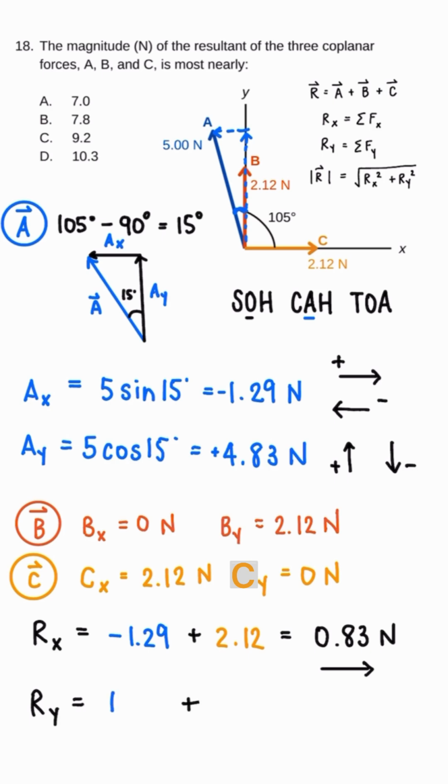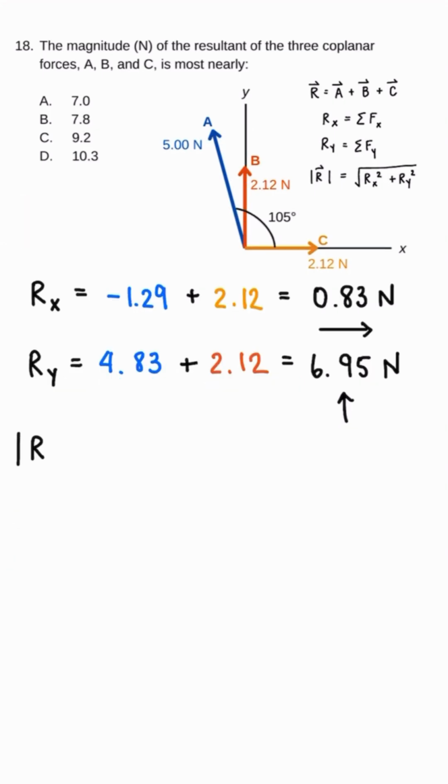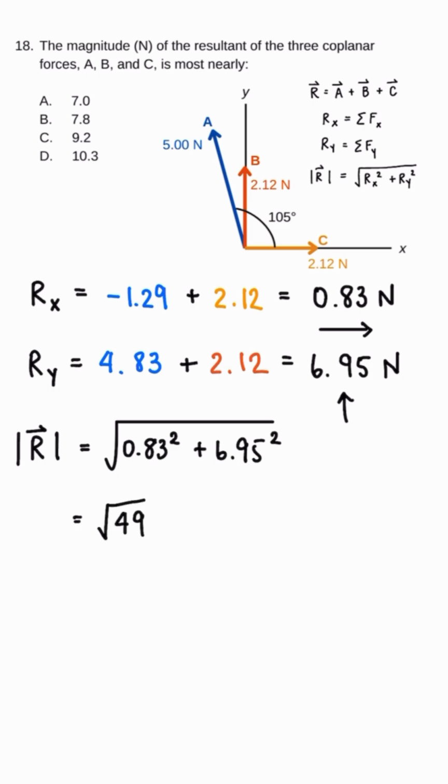And for the resultant y component, we're going to add 4.83 newtons to 2.12 newtons, and we're going to get 6.95 newtons. Both of these are positive values, so the resultant force should be going up and to the right of the origin. So once you've found the x and y components of the resultant force, we're going to use the Pythagorean theorem to find the magnitude. So we're going to take the square root of 0.83 squared plus 6.95 squared, which is about the square root of 49. So the magnitude of the resultant force is 7 newtons.